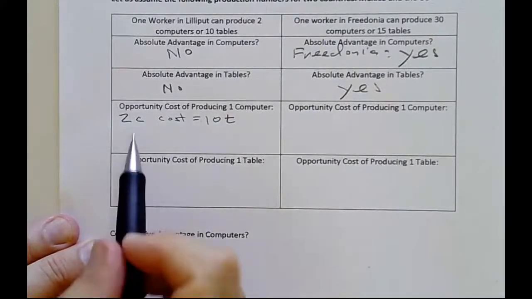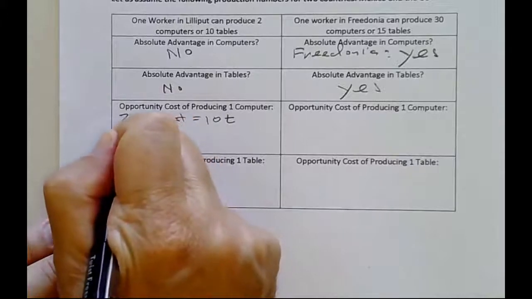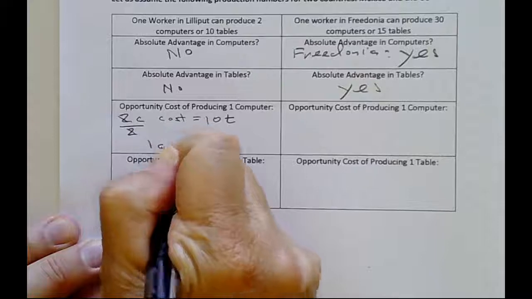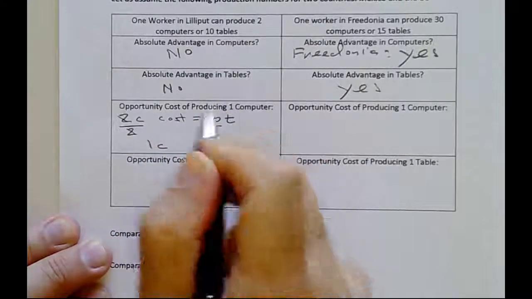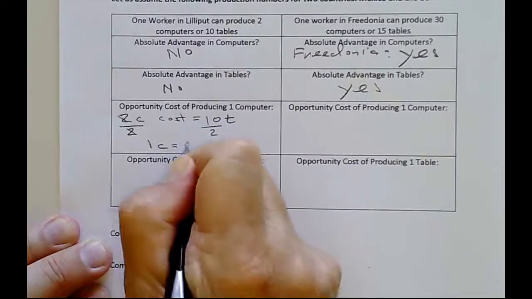Now, I want to get it down to 1 computer. Can I get 2 down to 1? Yes, I can. If I divide 2 by itself, that leaves me my 1 computer. I've got to divide on the other side by the same 2 to keep this equality sign intact. And so 10 divided by 2 gives me 5 tables.